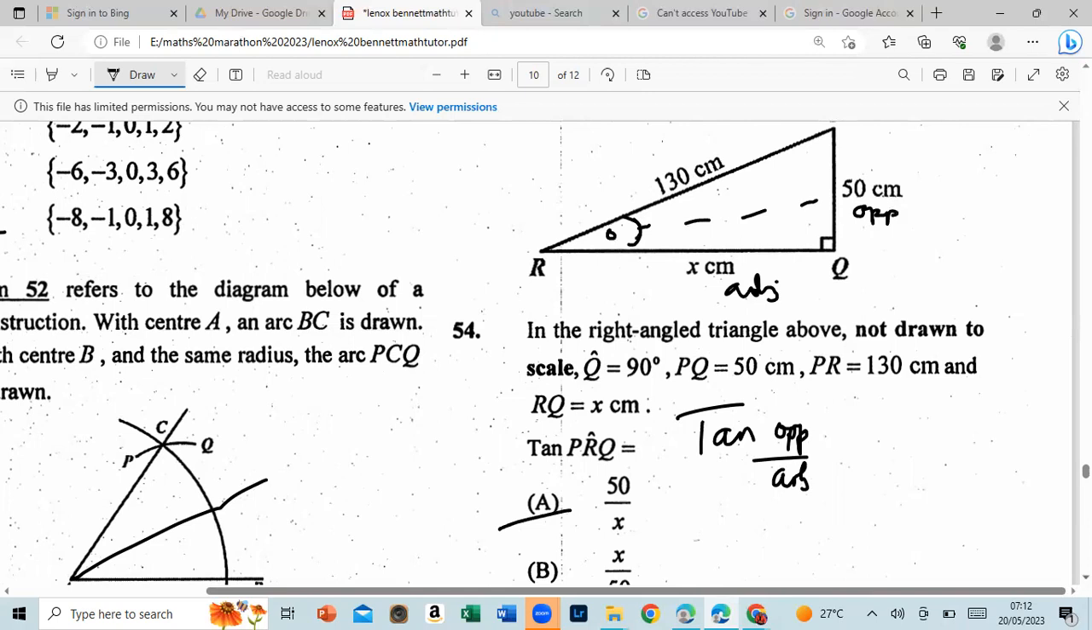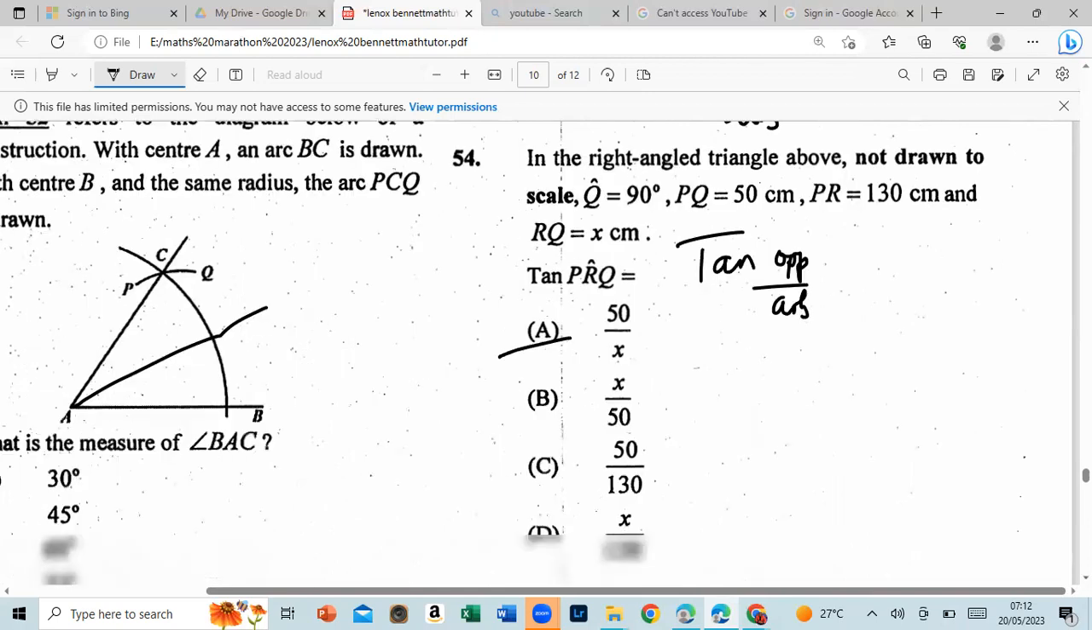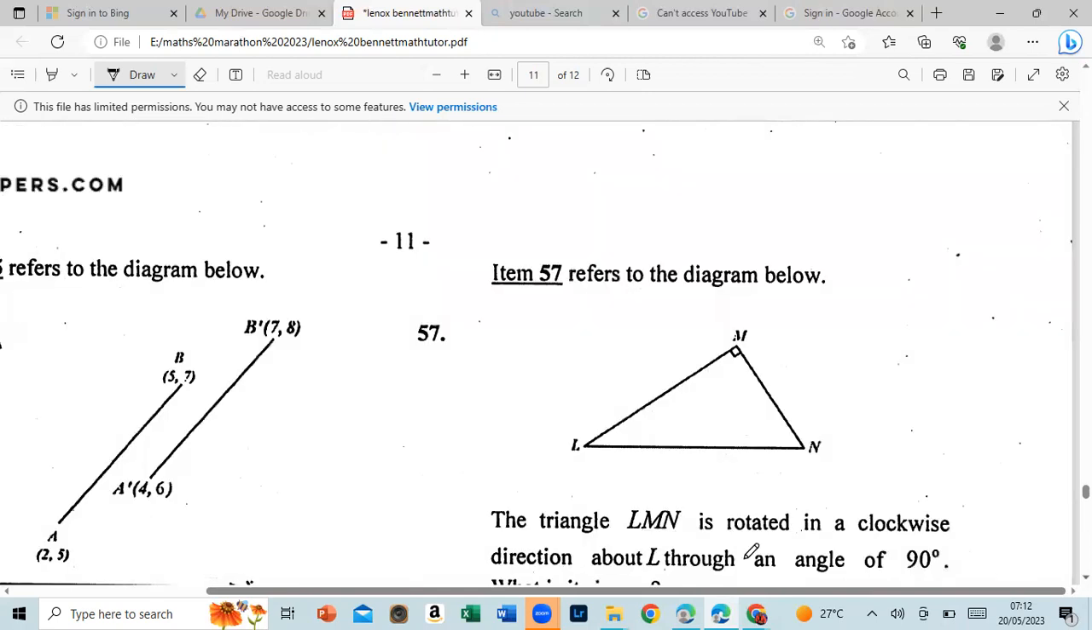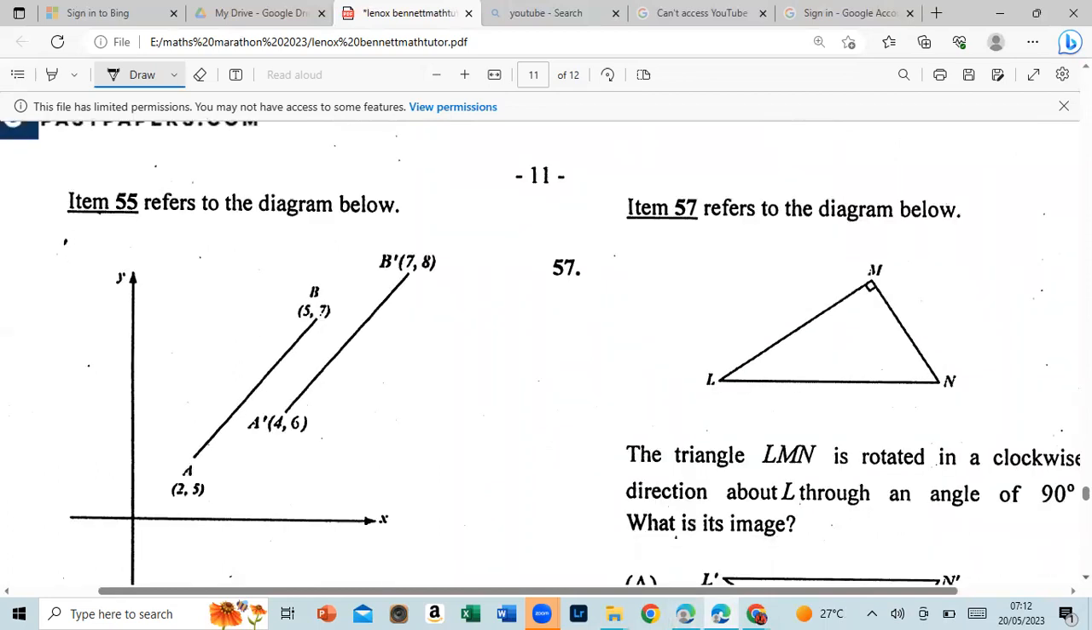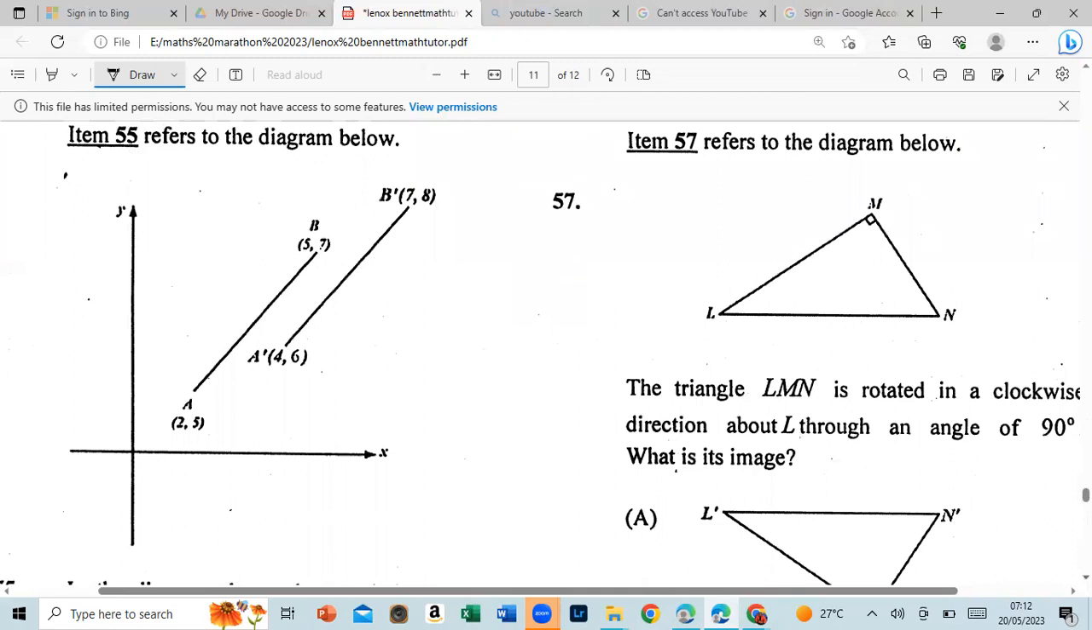Alright, so we're at 54. So let's go to the next page. Notice, guys, there's not a lot of workout around here. So I want you guys to work hard. Work hard. Item 55 refers to the following diagram.